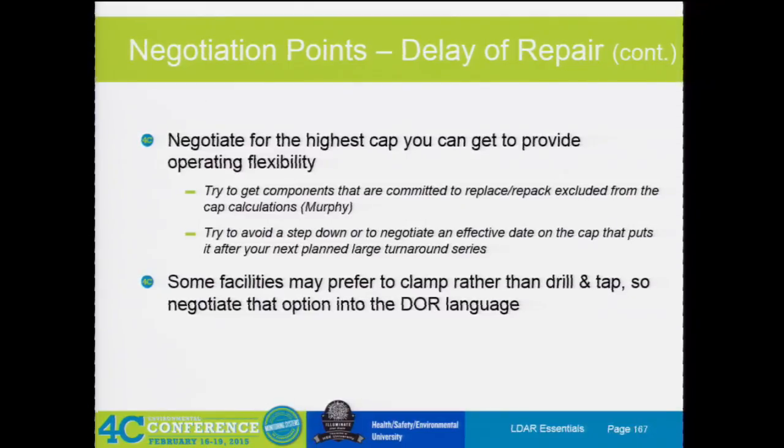Oh, of course it's going to be very hard to do. Try to get components that are committed to be replaced or repacked excluded from the cap. So if you have one that you need to put on DOR and you're going to replace that next turnaround, try and get that taken off of your DOR cap, I guess is what that's saying. Some facilities prefer a clamp rather than drill and tap. Again, in California, they use a mixture of all of it. Drill and tap doesn't work, I'll bring in a clamp overnight.